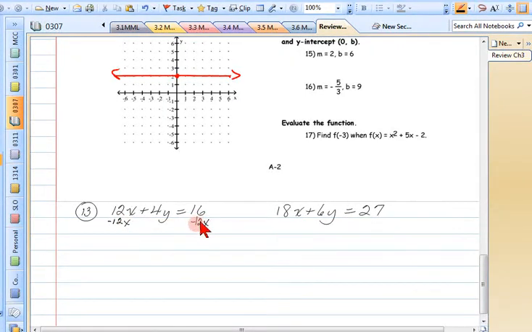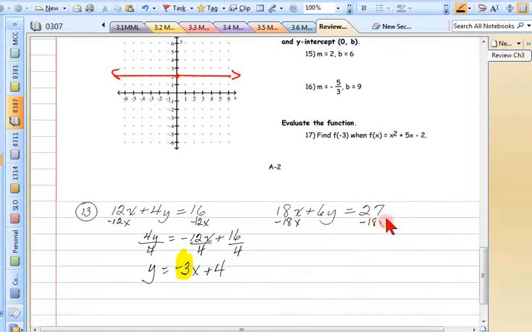I'm trying to get y by itself. So I have 4y is equal to negative 12x plus 16. Next, I need to divide by 4, divide by 4, divide by 4, and I get y is equal to negative 3x plus 4. I'm going to need to notice that that's my slope, negative 3.